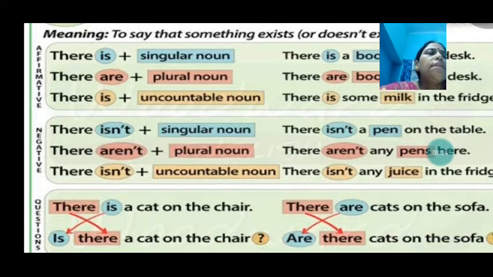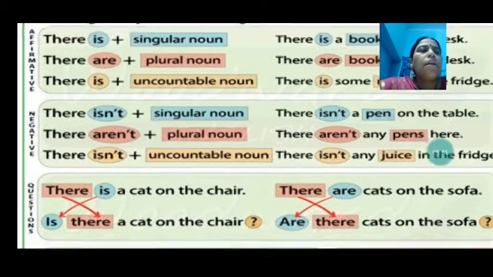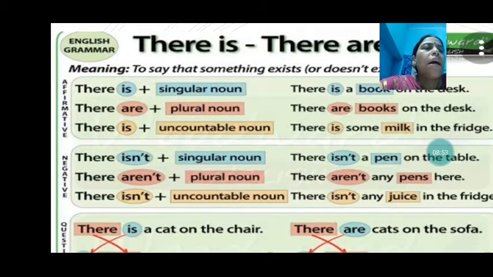Now there isn't a pen on the table. So how are you going to write it? In this case, there isn't a pen on the table. How are you going to change this? Isn't there a pen on the table? Like this. Now, there aren't any pens here. So how will you change this? Are there not any pens here?